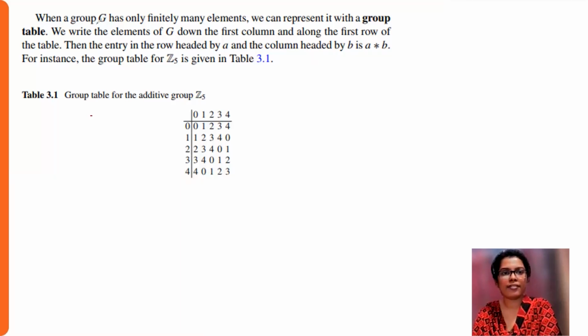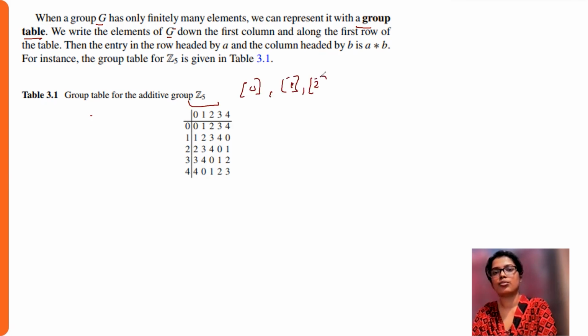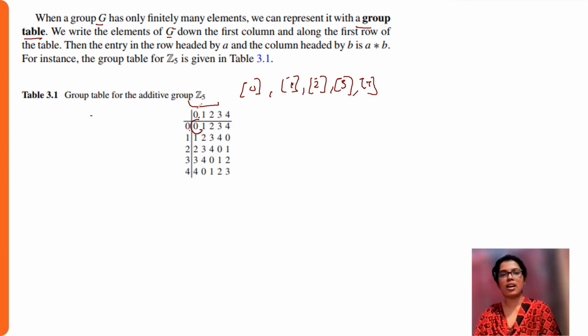Okay, so if G has finitely many elements, we can represent it by a group table. For example, there's a group table given to us. In the first column, we have 0, 1, 2, 3, 4, the elements of Z5. Z5 will have 0 class, 1 class, 2 class, 3, and 4 class. Now, this is an additive group, right? So if 0 class is added to 0 class, we will always get a 0 class, right? Similarly, if 0 class is added to 1 class, we will get 1 class. 0 class added to 2 class, we will always get 2 class, and so on.